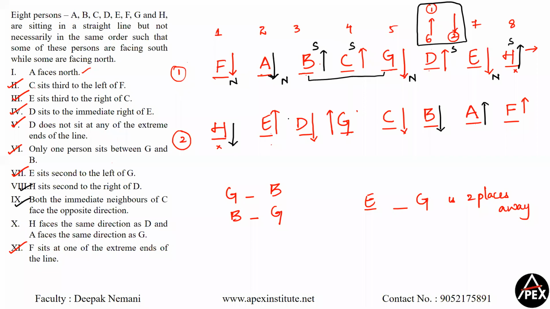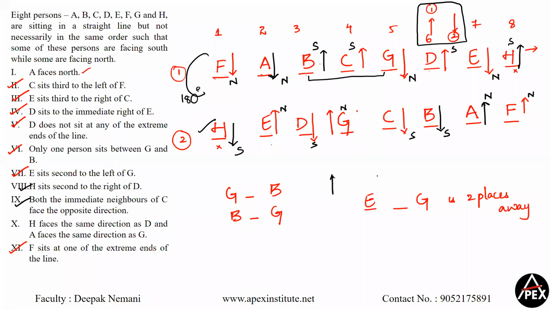Whereas in second case, this direction will be north. So this is north. So A, G, E, and F will be facing north. C, B, D, and H will be facing south. And if you observe, these are equal. If you rotate this by 180 degrees, you will get this case. Yes. So that's why I did not consider this direction as north. I have considered this direction as 1.